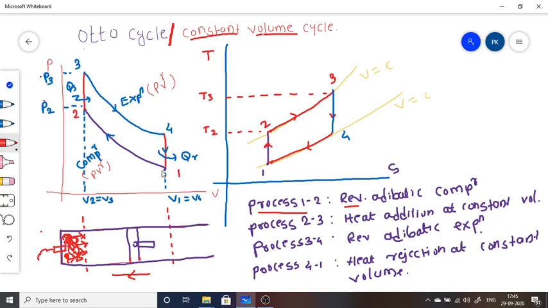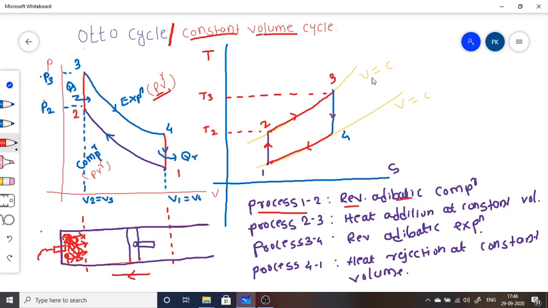Process 1 to 2 is called compression. Reversible adiabatic compression of the air is taking place inside the cylinder. And 2 to 3 is heat addition, which is constant volume heat addition. Hence, here V2 is equal to V3. Process 3 to 4 is reversible adiabatic expansion of the gases, and 4 to 1 is heat rejection. Since heat addition and heat rejection both take place at constant volume, this is also called a constant volume cycle.